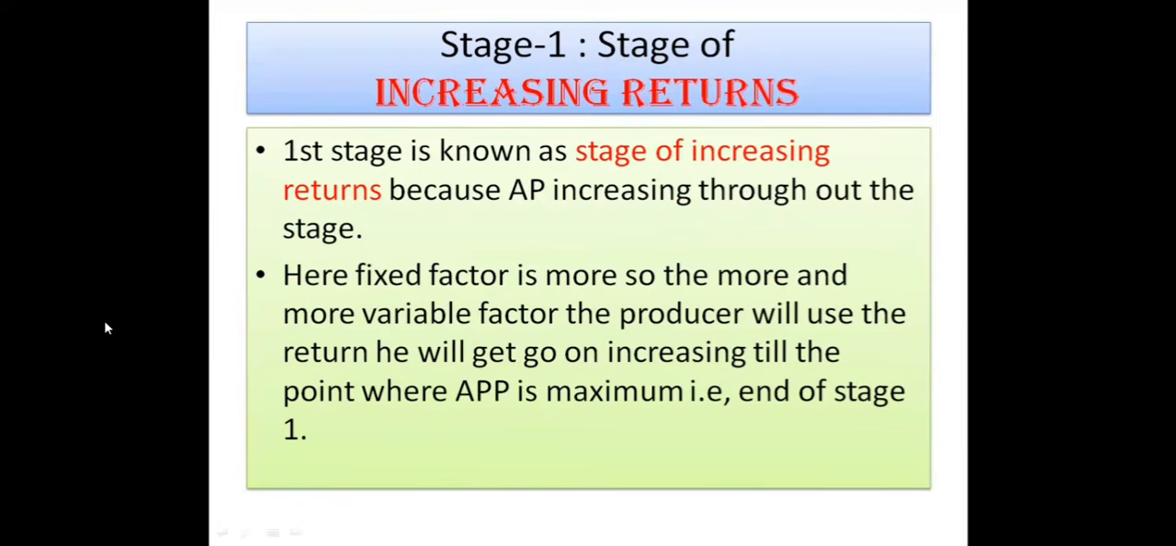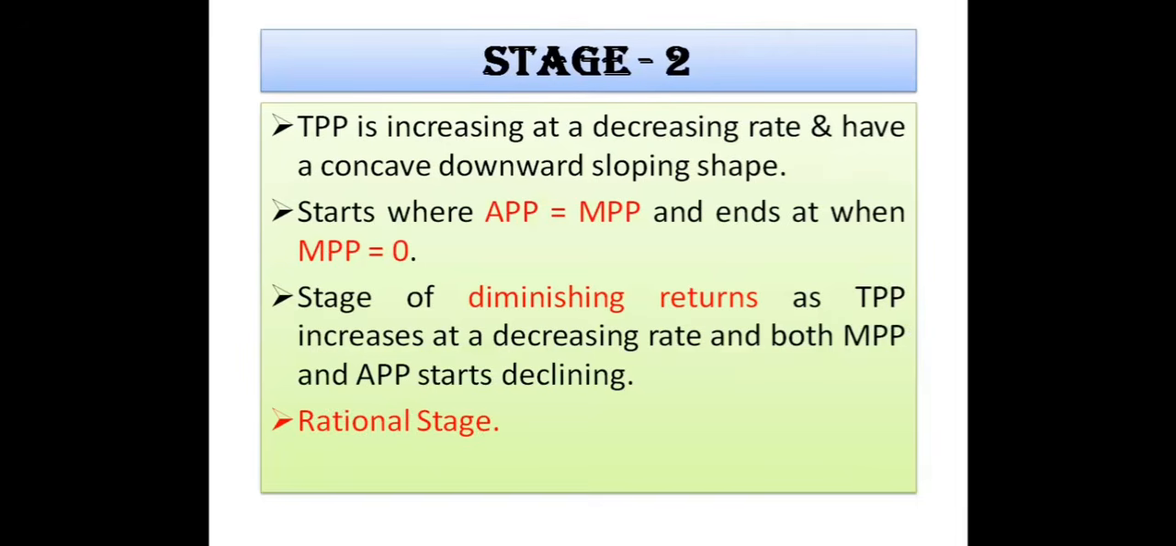Why? Here the fixed factor is more. So the more and more variable factor the producer uses, the return he gets goes on increasing till the point where APP is maximum. That is the end of stage 1. So this is the reason why we call it the stage of increasing returns. Fine. Understood? Now stage 2.